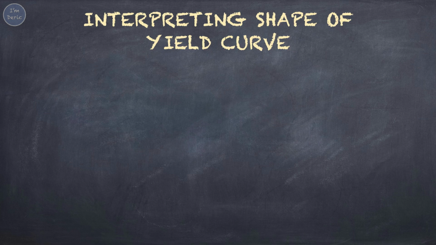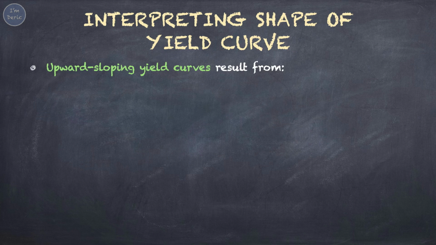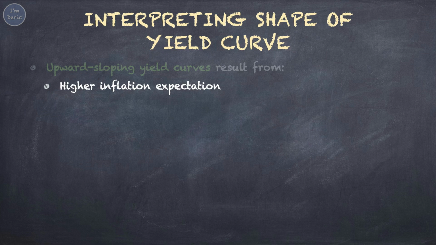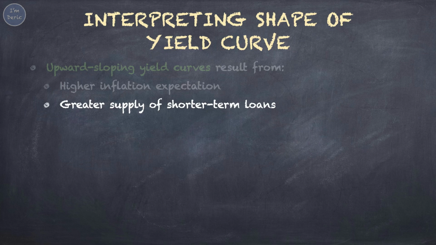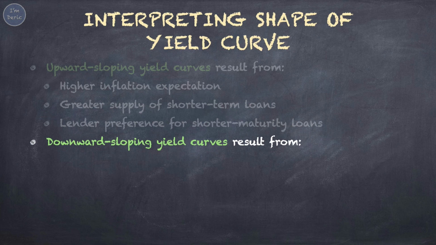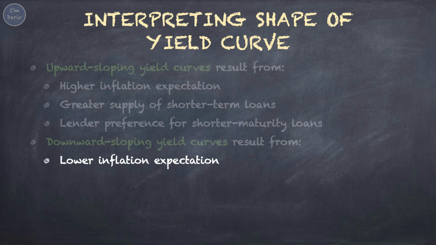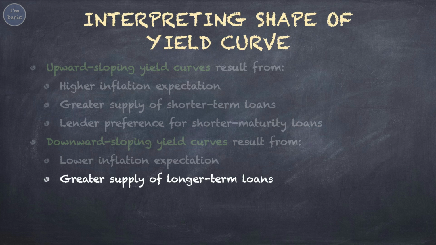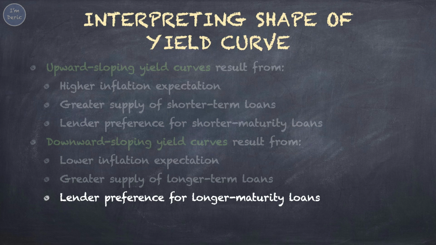The following is a conclusion for interpreting the shape of yield curve. You will get an upward sloping yield curve if there is higher inflation expectation, when there is greater supply of shorter-term loans, when lenders prefer shorter maturity loans. You will get a downward sloping yield curve if there is lower inflation expectation, when there is greater supply of longer-term loans, when lenders prefer longer maturity loans.